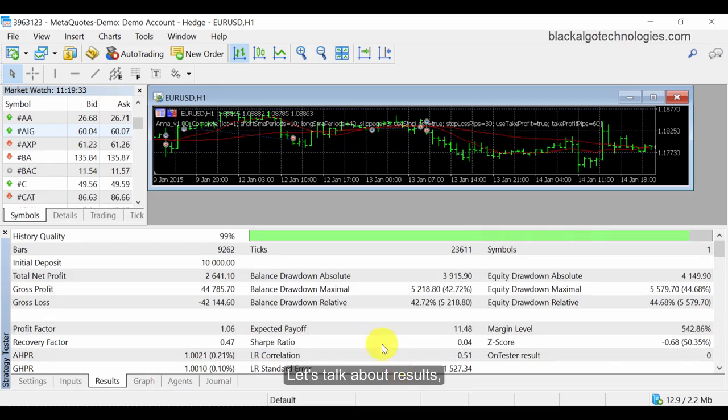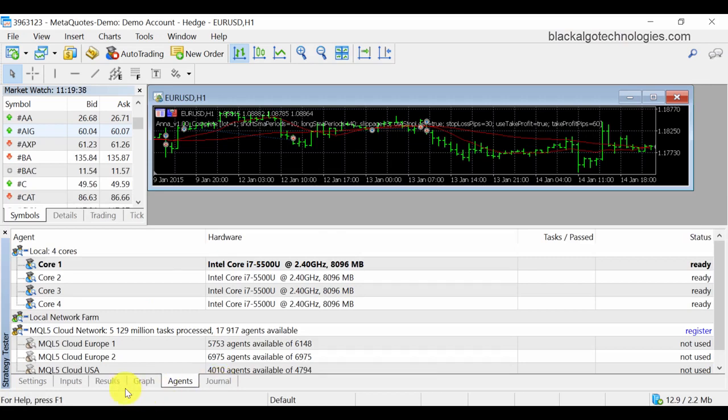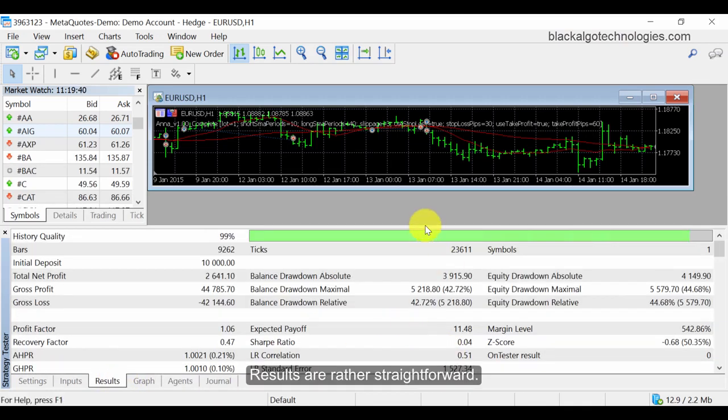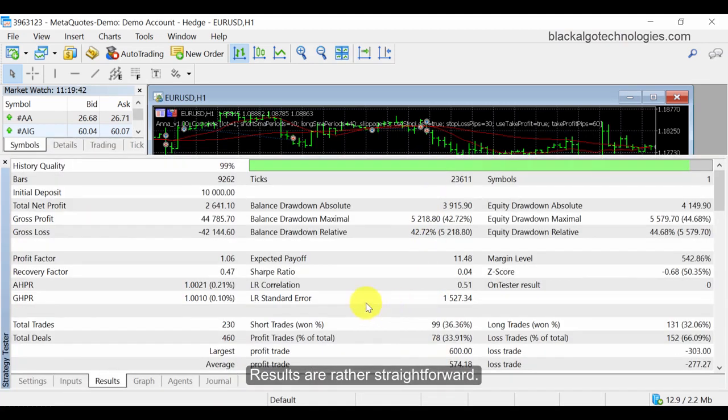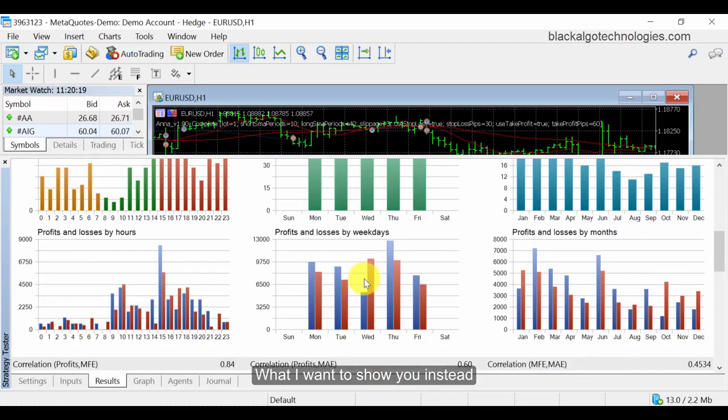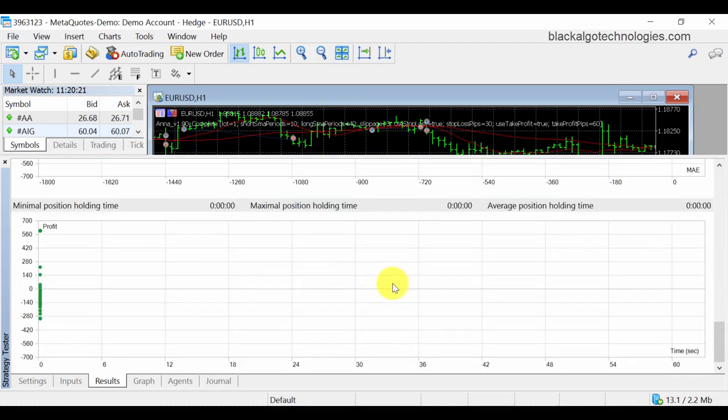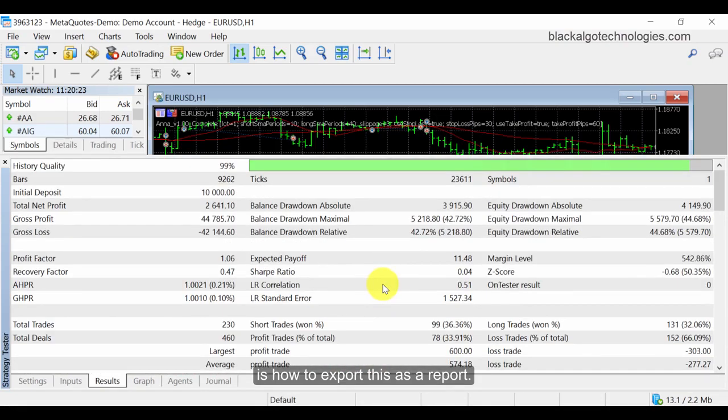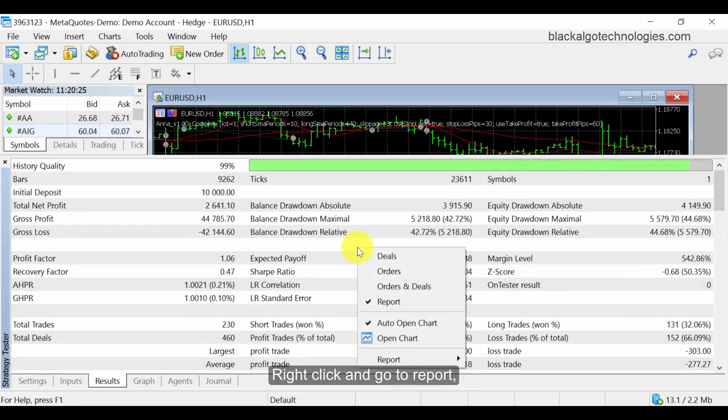Let's talk about results, the graph, agents. Results, well, rather straightforward. I'm not going to explain what all these metrics are. I will include a link for you at the end of this chapter. What I want to show you instead is how to export this as a report. So right click and go to report.